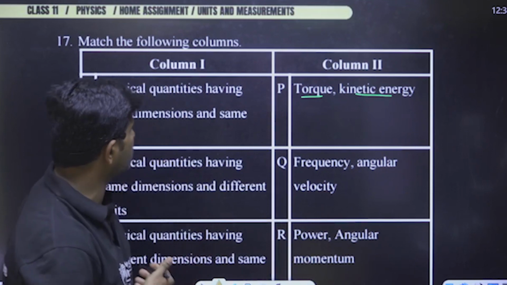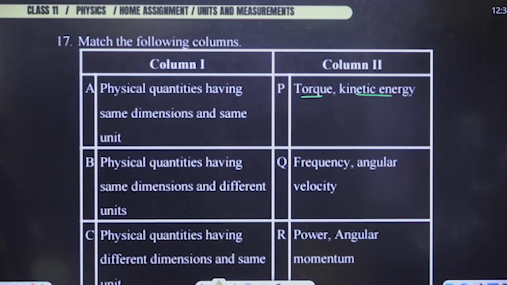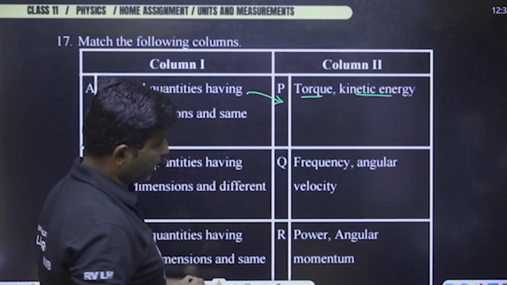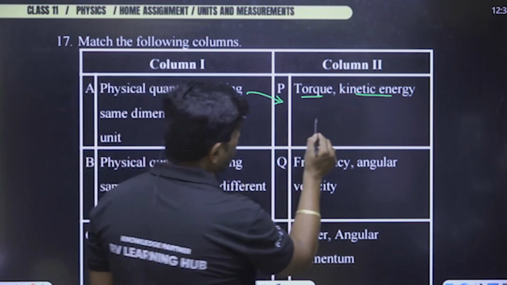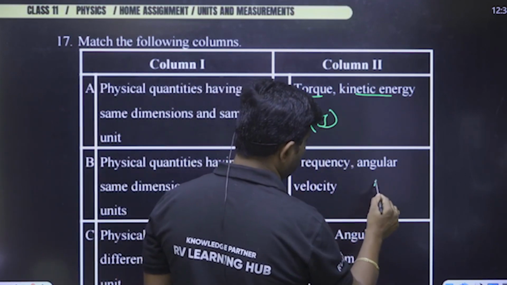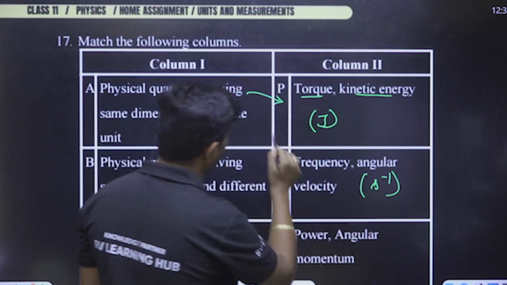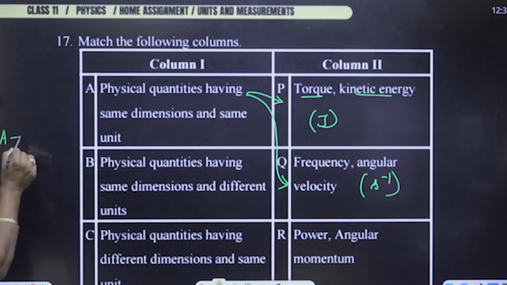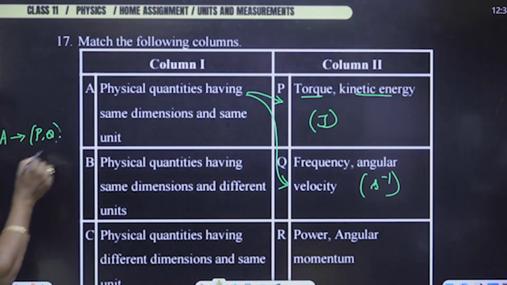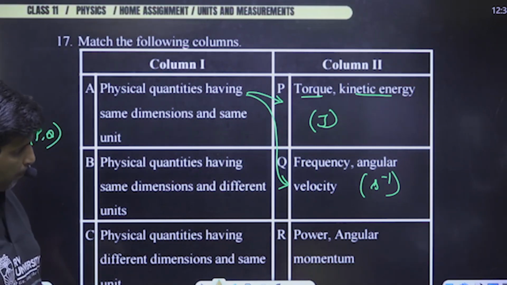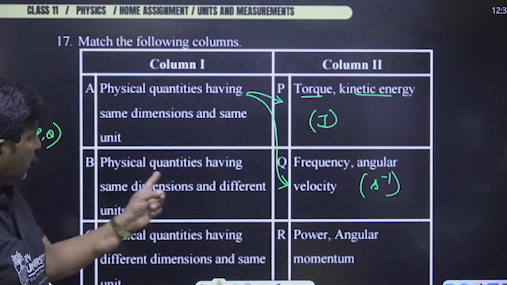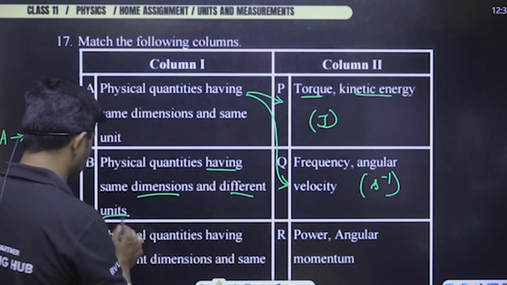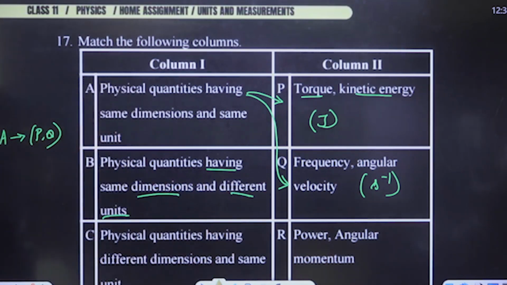The unit joules. So we can say A is related to P. Frequency and angular velocity, joule is a unit. Here frequency per second is a unit. So we can say like this, P and Q. That means A goes to P comma Q. Next, power and angular momentum. So physical quantities having same dimensions but different units.